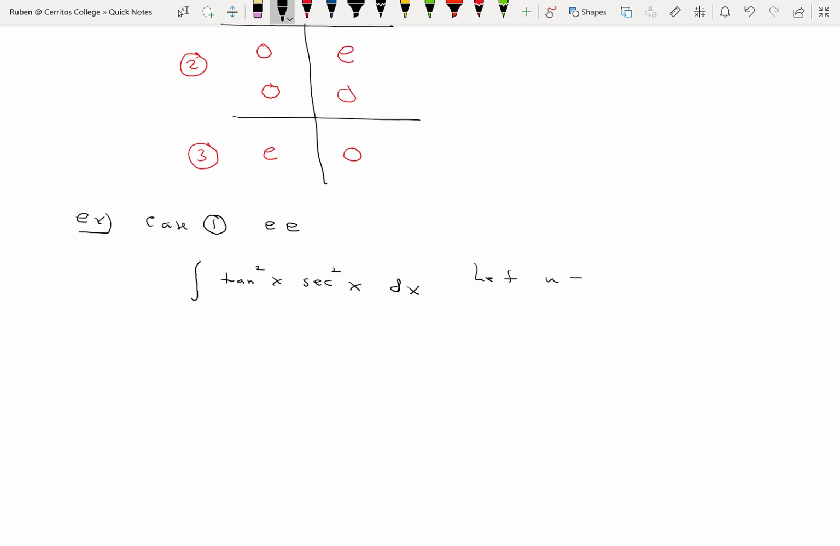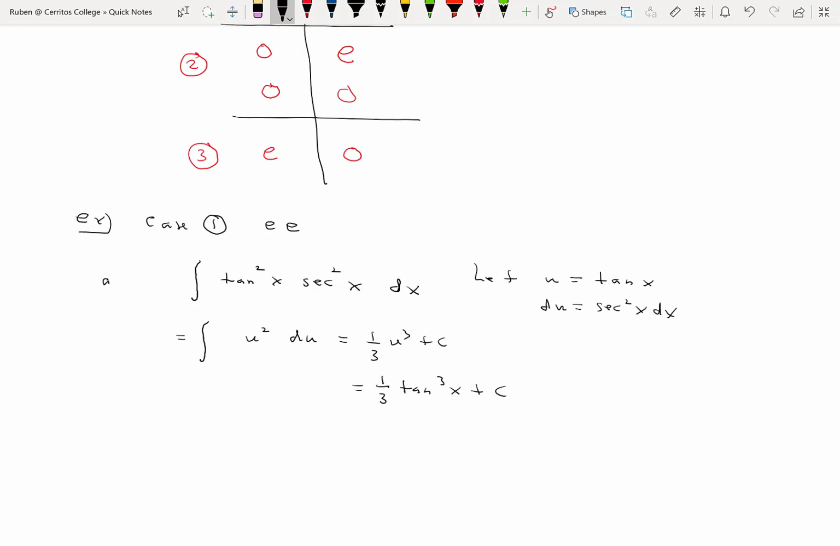If you let u equal tangent of x, then du is secant squared x dx. And this works out beautifully. If u equals tangent, so you're looking at u squared, and the remaining portion, secant squared x dx, that's du. This is a simple example in this case. So this is 1/3 u cubed plus a constant, 1/3 tangent cubed x plus a constant. So that wasn't so bad.